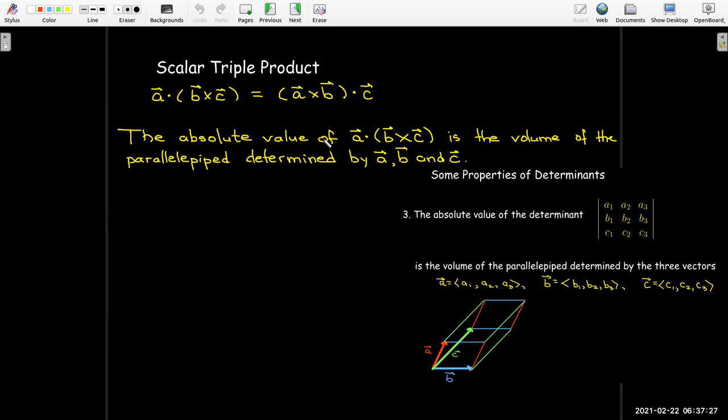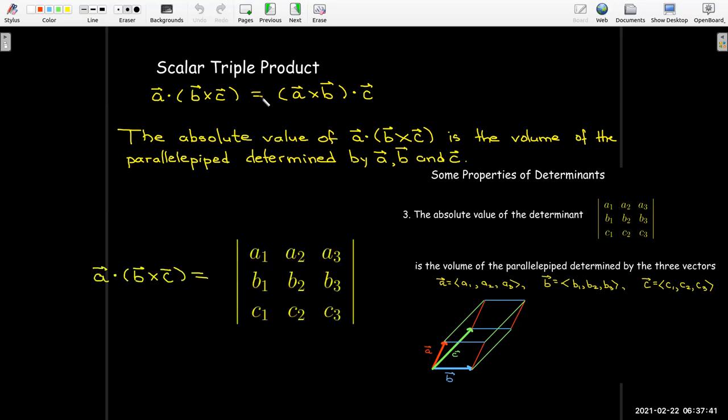Now just be careful here. Whenever we're talking about these interpretations, we're always looking at the absolute value, because remember, determinants can be positive, negative, or zero, and the same thing with dot products. So what this tells me is that I have a simple way of calculating the scalar triple product. I don't have to first calculate the cross product, then calculate a dot product. I can just evaluate this 3x3 determinant.